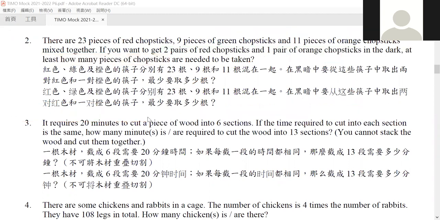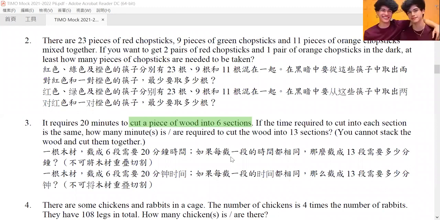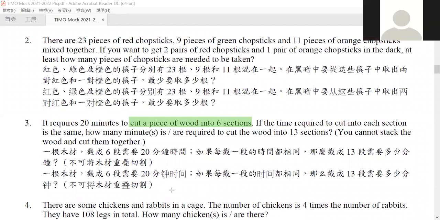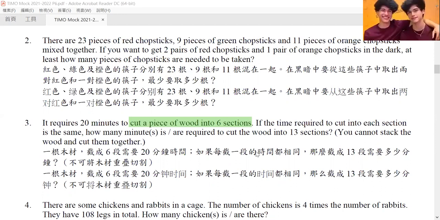It requires 20 minutes to cut a piece of wood into 6 sections. If the time required to cut each section is the same and you cannot stack your wood and cut them together, what is the number of minutes that you need to cut a wood into 30 sections? Now, this is a tricky question. This is not as hard as question number 2, but it is tricky. Think about it. If you want to cut a piece of wood into 6 sections, how many times do you need to cut that wood?